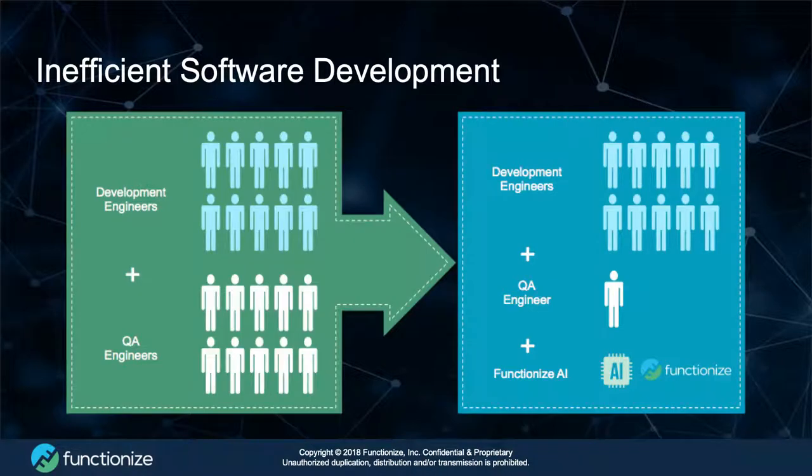So right now, like I said before, we see a lot of companies have an inefficient software development process in which they have just as many QA engineers as developers. And what we'd like to do is make that a more efficient process by reducing the ratio of developers to QA engineers. Now, that's not to say that we want to eliminate QA engineers. QA engineers are very, very important. The goal is not to eliminate them completely, but to aid them and make them more effective and improve the work that they can do. So basically make their work more efficient.